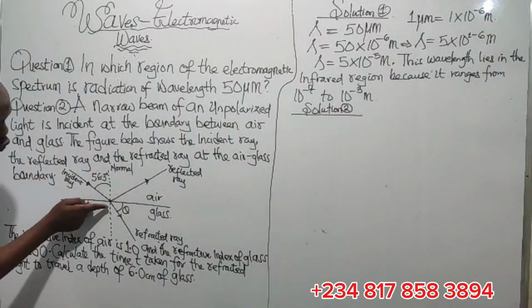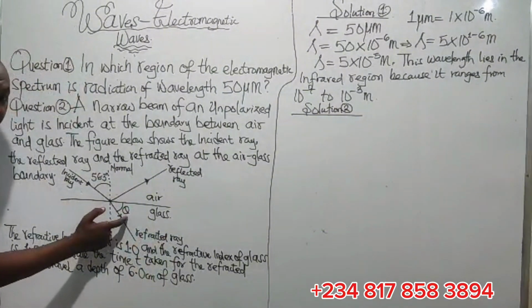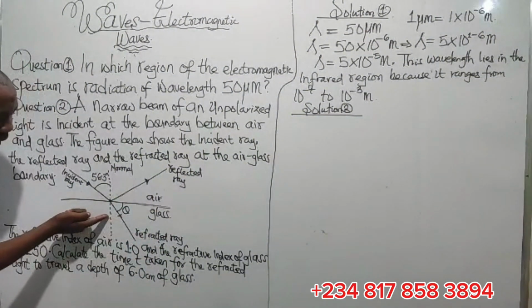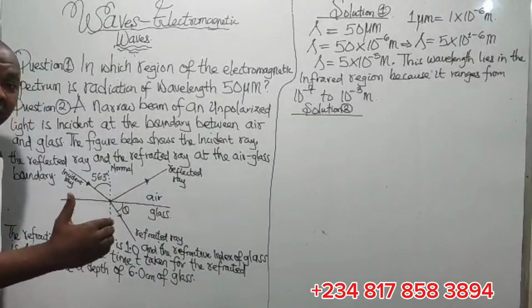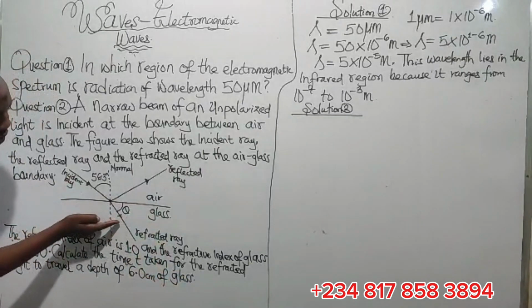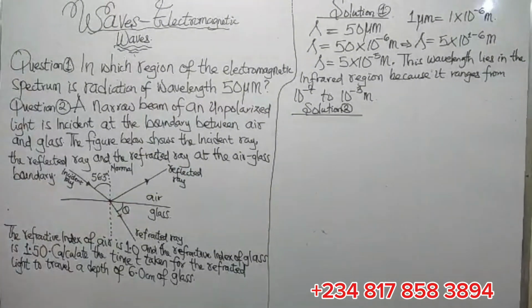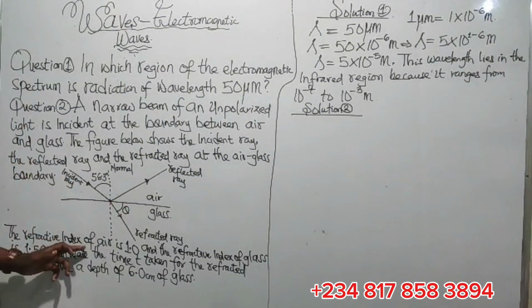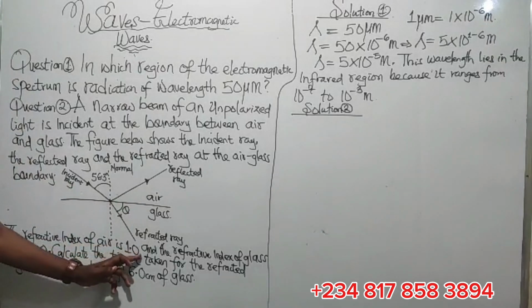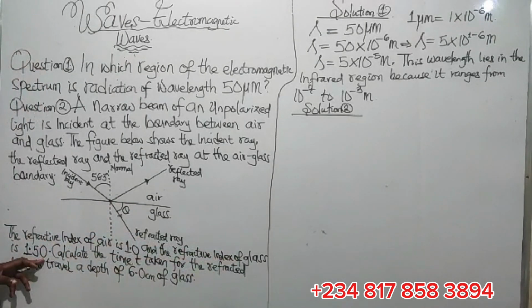The angle which the refracted ray makes with the boundary is theta. This theta is not the refracted angle, but it is the angle which the refracted ray makes with the boundary between the air and glass. The refractive index of air is 1.0, and the refractive index of glass is 1.5.